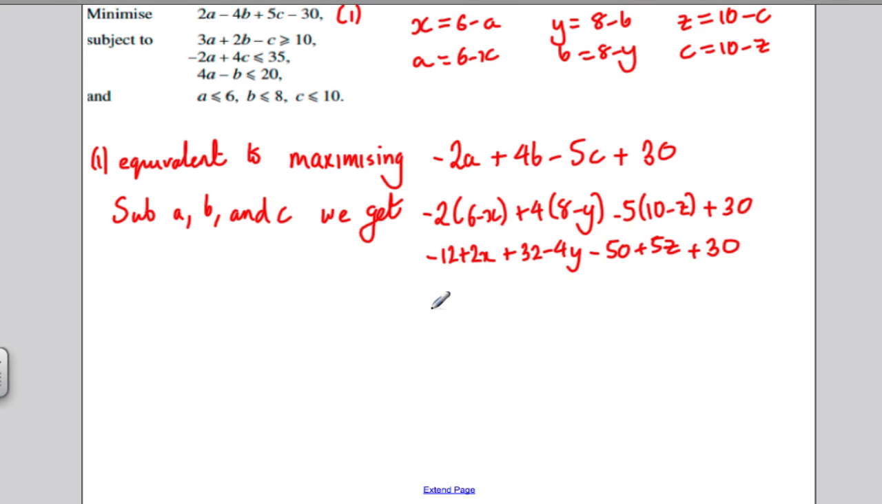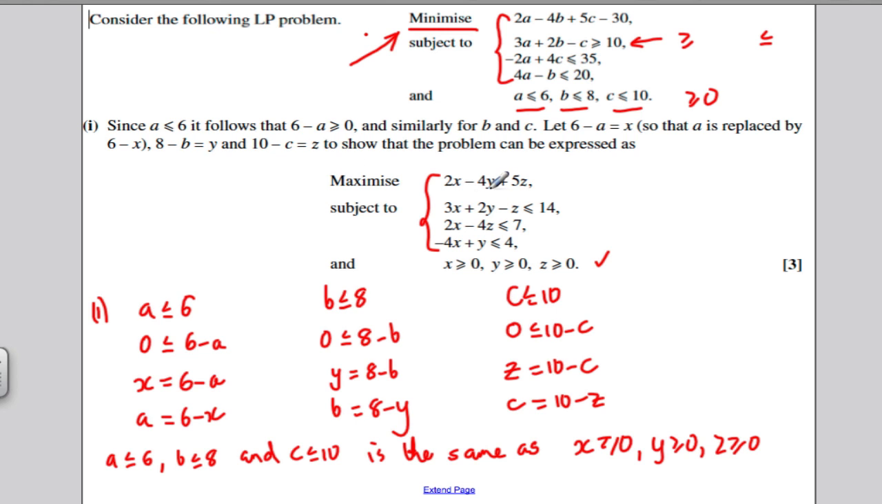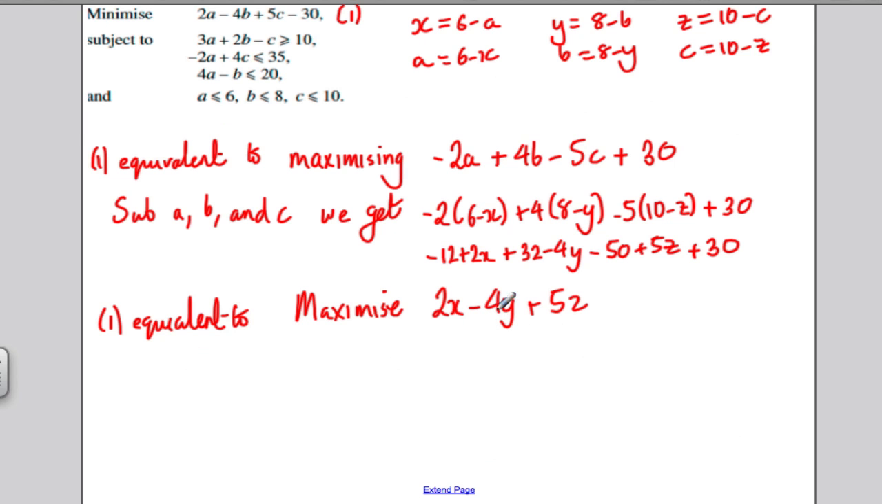Okay, just taking the x, y, and z first of all, I'd get 2x minus 4y plus 5z. Minus 12 plus 32 is plus 20. Then minus 50, you get minus 30. Then plus the 30 would bring you to 0. So we have line 1 is equivalent to maximize this objective function here. And let's just check we've got that right. 2x minus 4y plus 5z, 2x minus 4y plus 5z, we've got it. So we've done the first part.